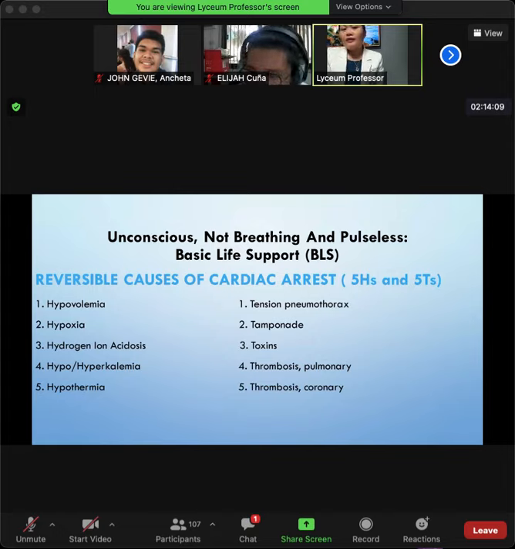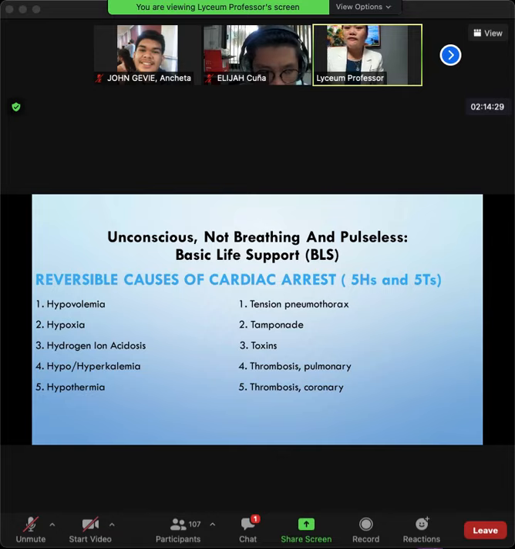Okay. Is the patient's mouth has foul smelling liquid coming out from his mouth? Maybe the cause is toxins. Okay, so naalis mo na yon, di ba?